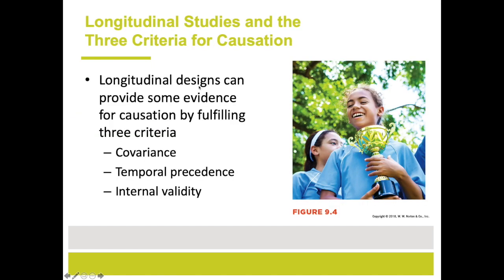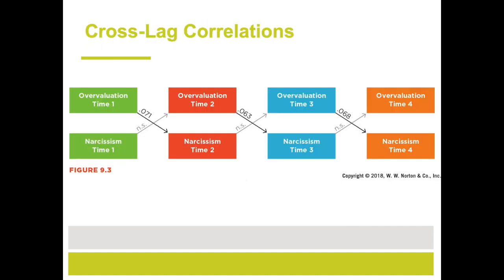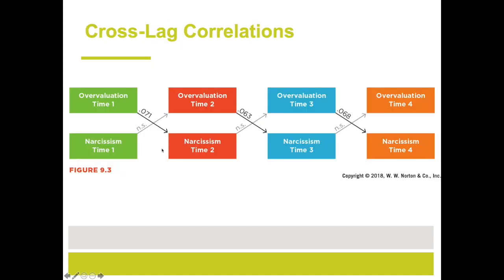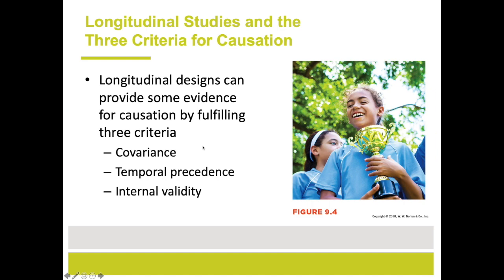Longitudinal studies can give us each of these. Longitudinal designs are really good for showing us covariance. For example, in this one, it showed that overvaluation and narcissism covary even over time. It also shows temporal precedence. This one came first, this came second, and this one does predict this one.